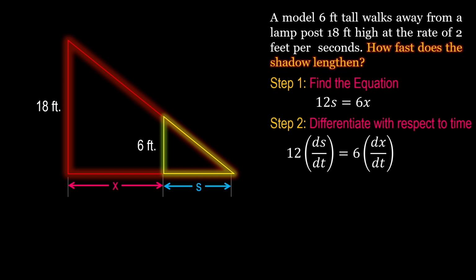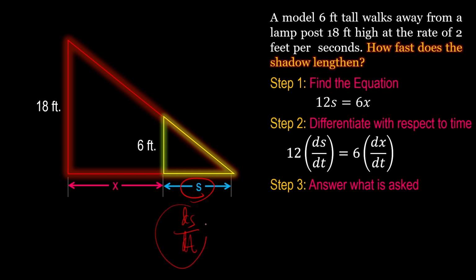So the last step is, of course, to answer what is asked in the problem. And the problem is asking for the value of the rate at which s is changing through time, that is the length of the shadow. So it says there, how fast does the shadow lengthen? So that is ds over dt. So we're looking for the value of ds over dt. ds over dt can be found from the equation found in step number 2. So we'll use that equation.